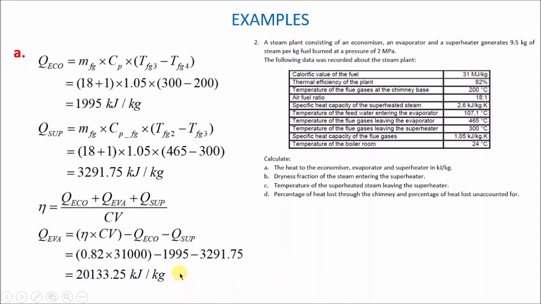20,133.25. And once you've done that, then you have given them what they want: Q to the economizer, Q to the evaporator, and Q to the superheater.